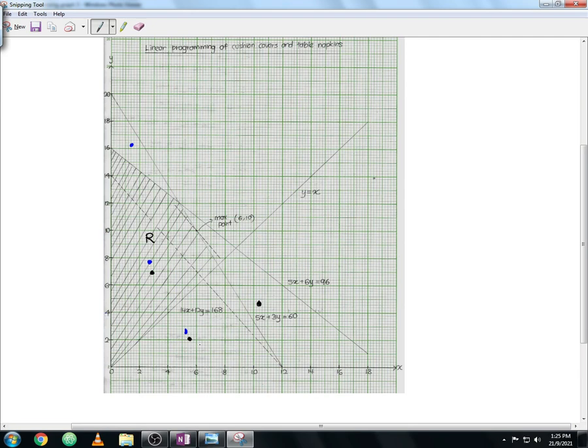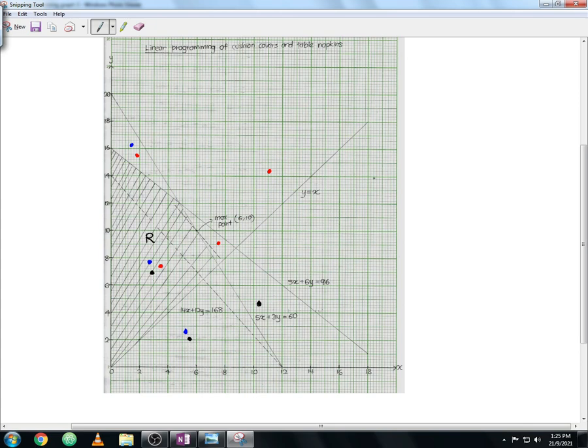Let us proceed to the third constraint, where it mentioned y should be more than or equal to x. For this, let me choose a red pen. Since y should be more than or equal to x, you need to mark this region, this region, this region, this region. Let me double check again. Okay, I think that is all.